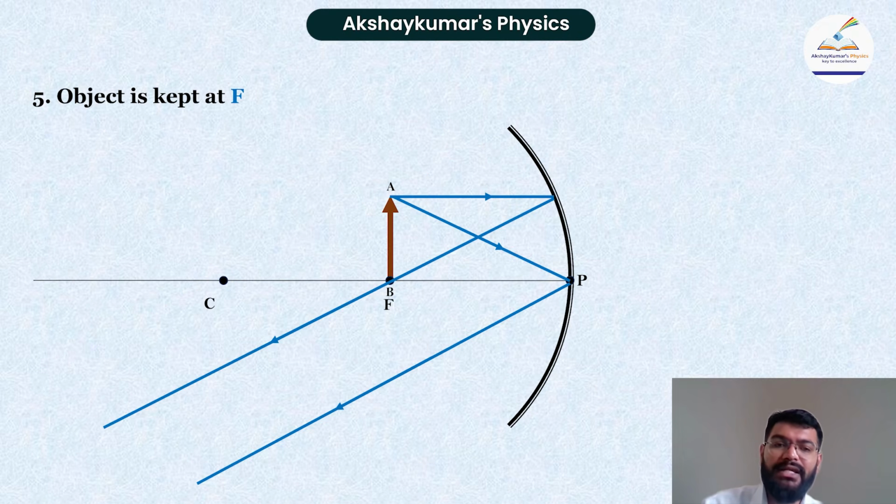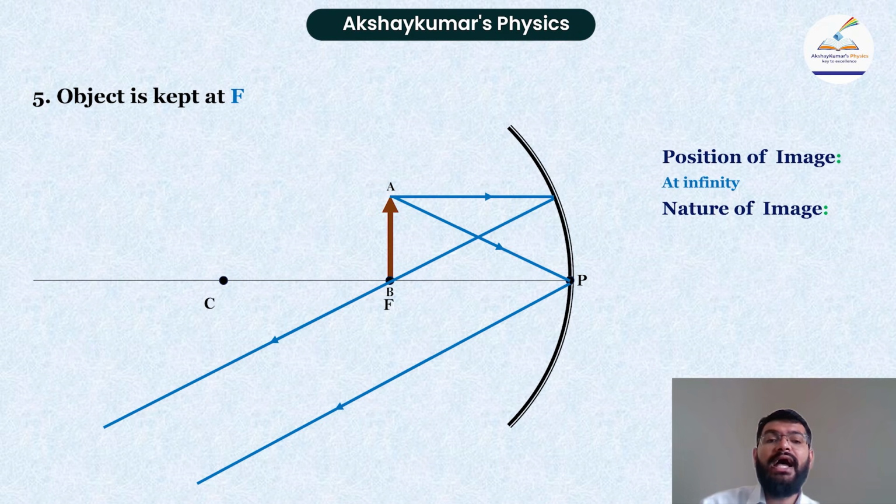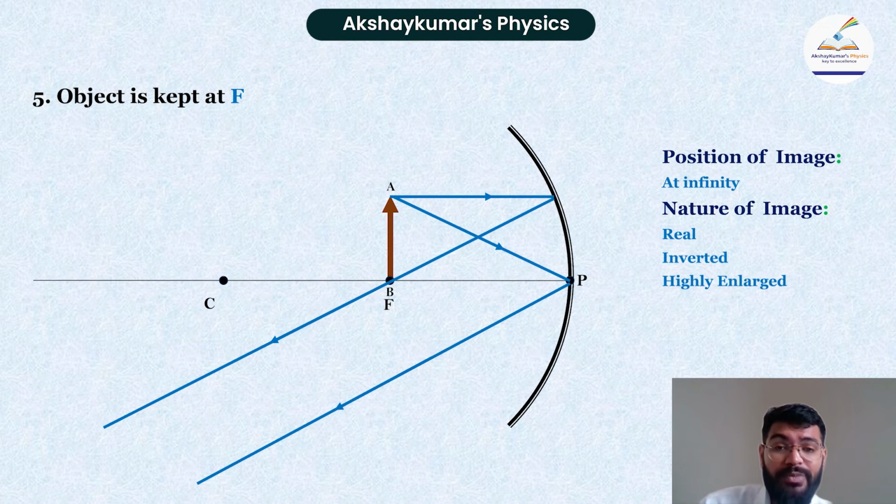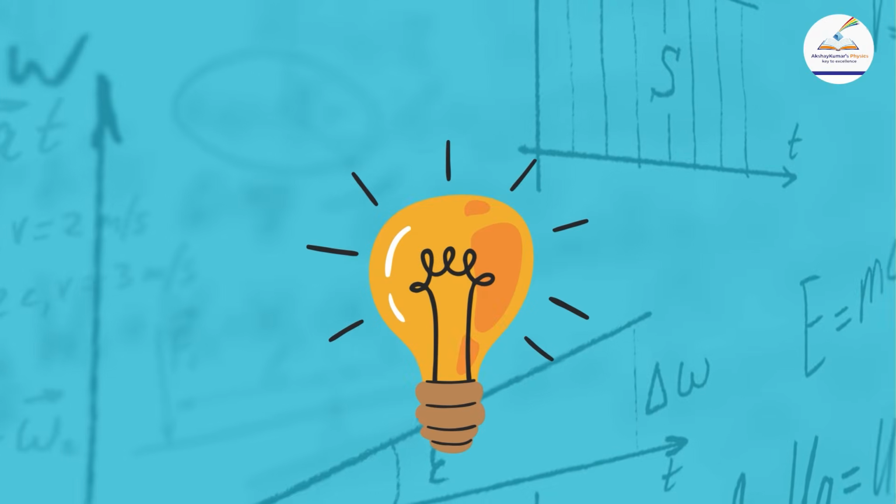So if they are going to meet at infinity, the image formed there, if they are actually meeting, so the image is going to be real, inverted and highly enlarged. It is going to be very enlarged, but we will not be able to see it on a screen. That is the main advantage of real image. In this particular position अपने को इमेज कभी भी स्क्रीन में नहीं मिलती है.